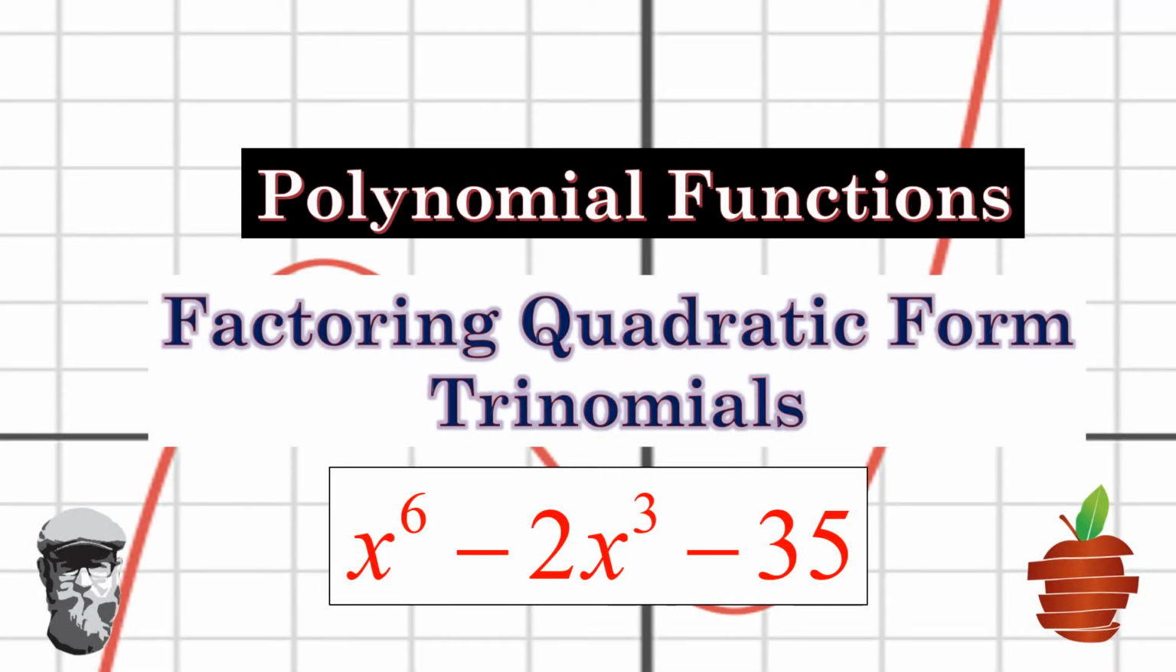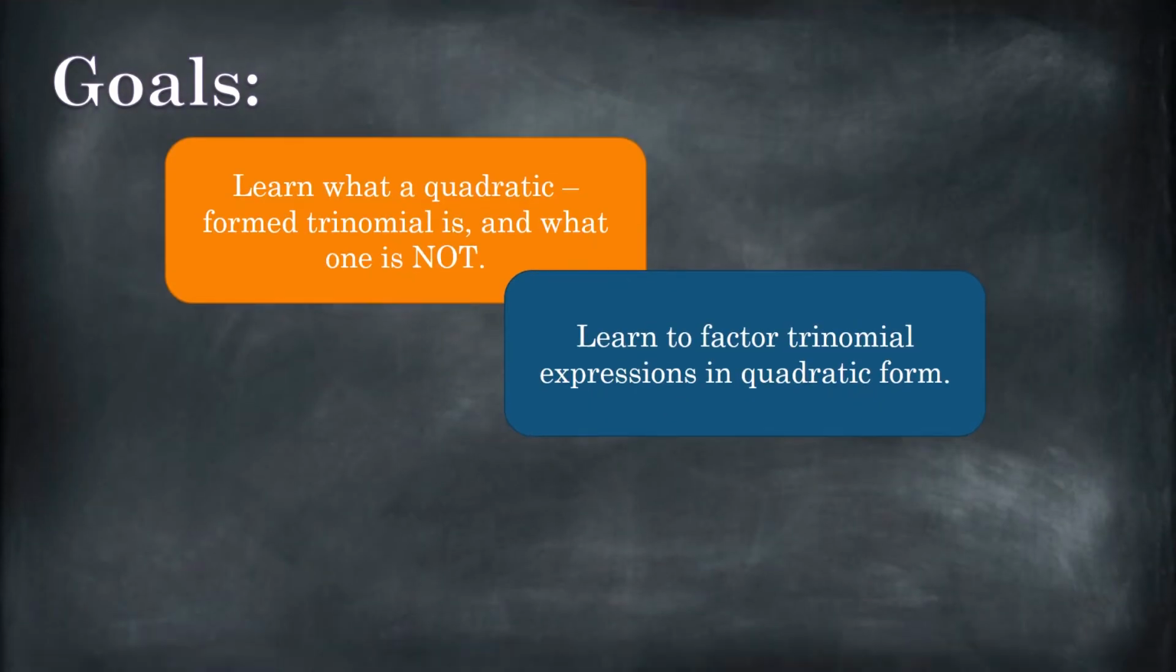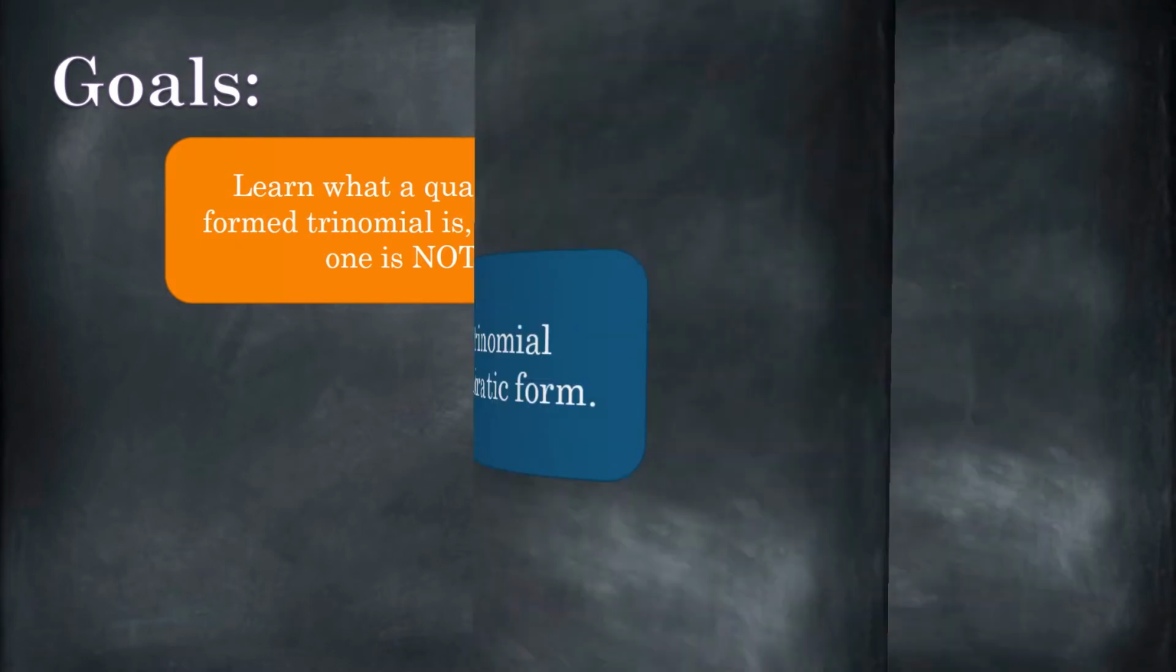If you are struggling to figure out how to factor something like x to the power 6 minus 2x cubed minus 35, you're in luck. This is the video for you. This is a trinomial and it's in something called quadratic form. I'm going to teach you today in this video what quadratic form is, what it is not, and then teach you how to factor trinomials that are in quadratic form. So let's get to it, shall we?